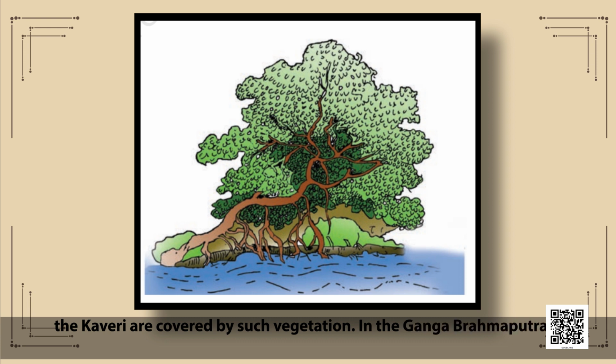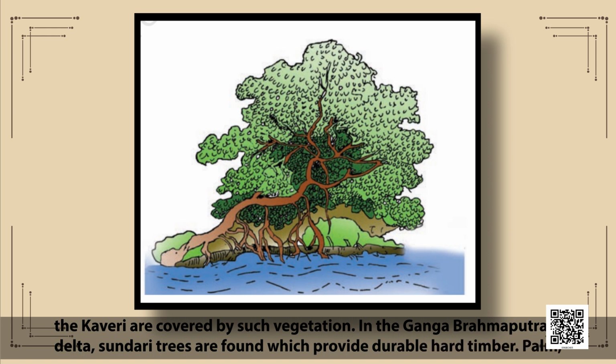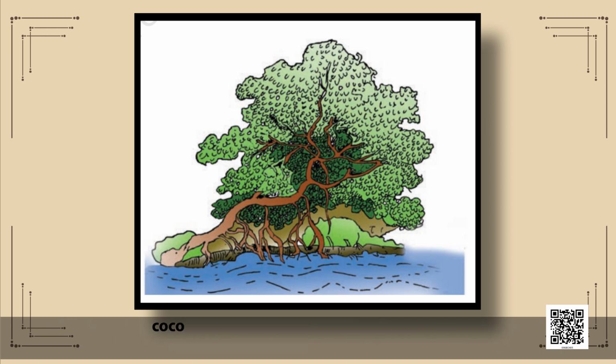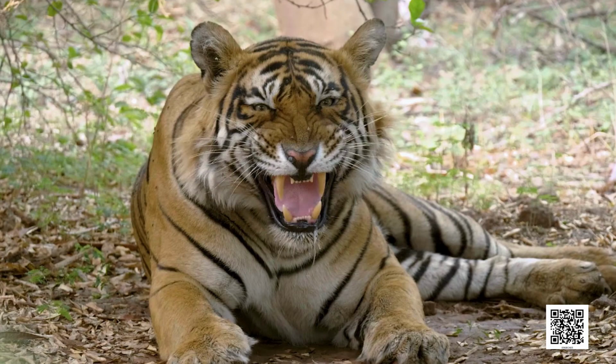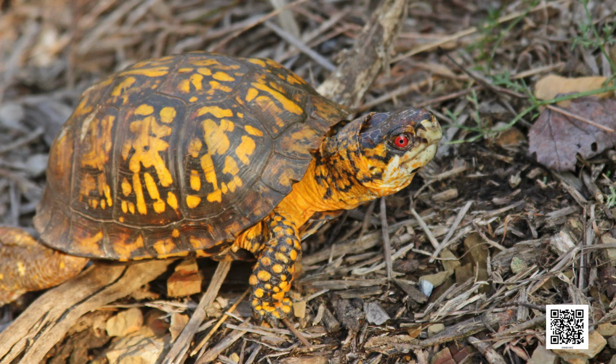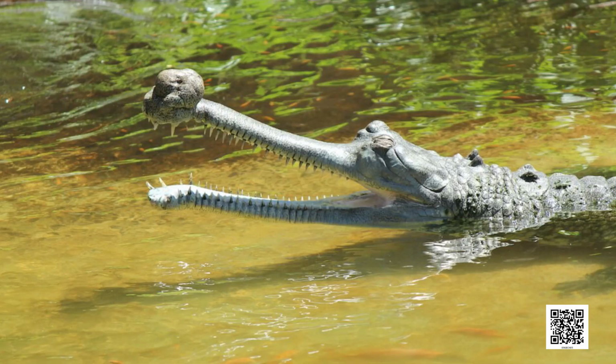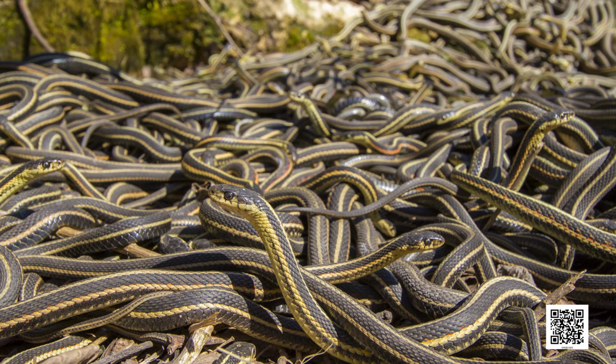In the Ganga-Brahmaputra delta, Sundri trees are found which provide durable hard timber. Palm, coconut, kura, agar also grow in some parts of the delta. Royal Bengal tiger is the famous animal found in this forest. Turtles, crocodiles, gharials and snakes are also found here.